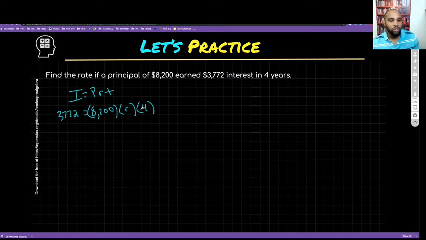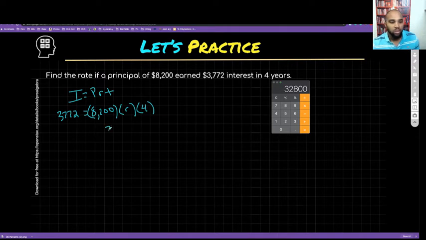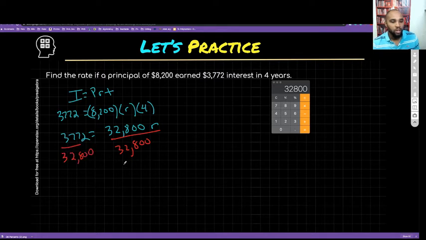Let's multiply 8,200 times 4 to make this a little bit more simplified. 8,200 times 4, 32,800. So this is 32,800 R equals 3772. Now we divide both sides by 32,800, and that'll give us the rate. So now we're just left with R equals, so let's find out.